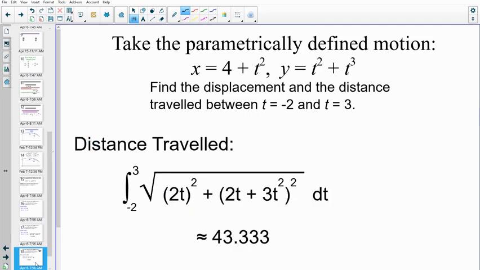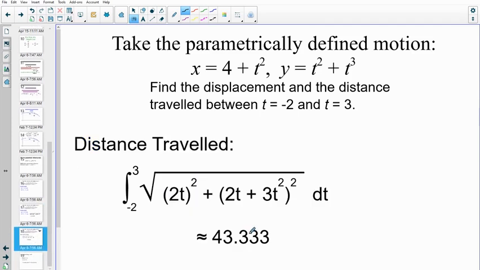And so what we just learned with our new formula is that the distance traveled is this integral. I'm integrating from time equals -2 to time equals 3. Those are giving my limits of integration. I've got dx dt is 2t, and I've got dy dt is 2t plus 3t squared. Plug them into the formula. And I did not even attempt to do this one by hand. I plugged this into my calculator using the fnint function of my calculator.